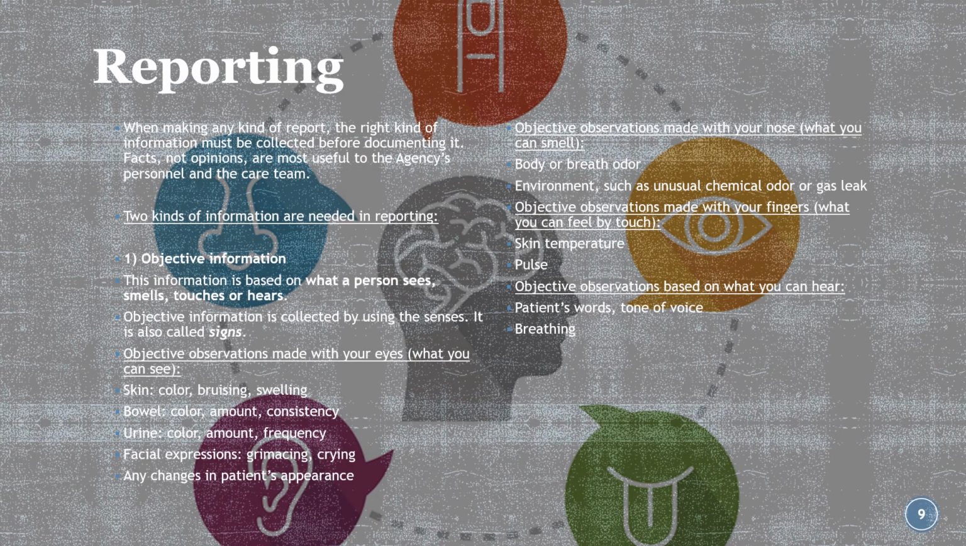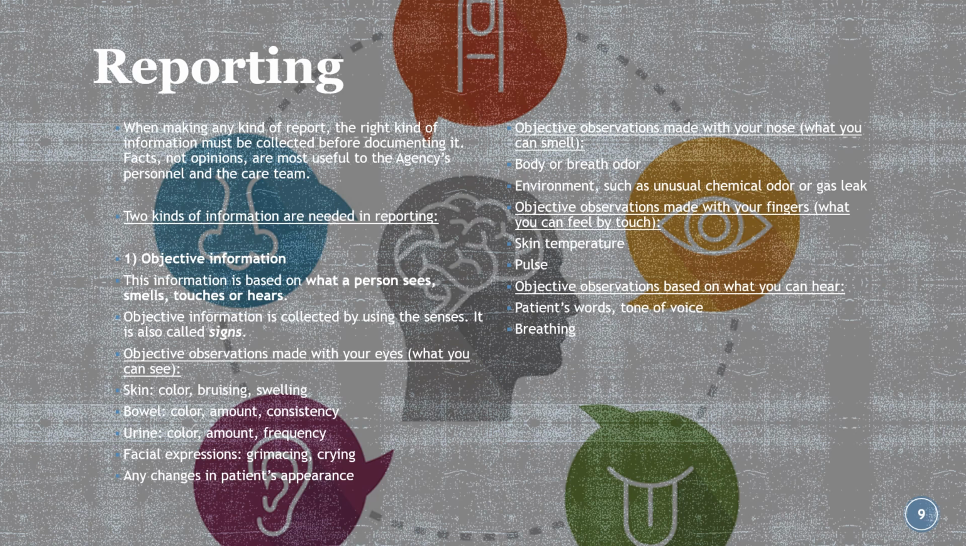Reporting. When making any kind of report, the right kind of information must be collected before documenting it. Facts, not opinions, are most useful to the agency's personnel and the care team. Two kinds of information are needed in reporting. 1. Objective information. This information is based on what a person sees, smells, touches or hears. Objective information is collected by using the senses. It is also called signs.